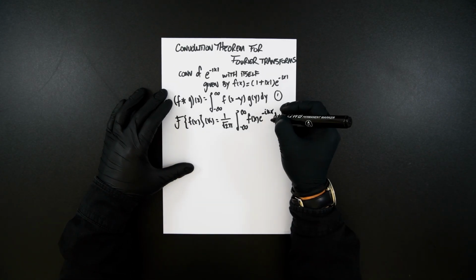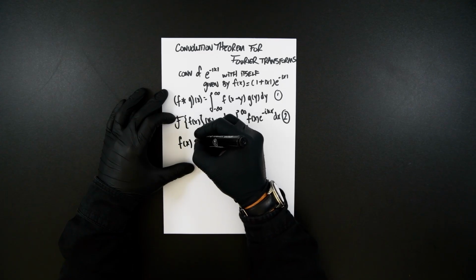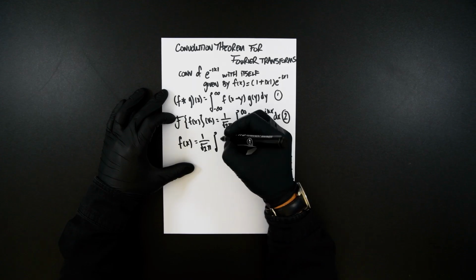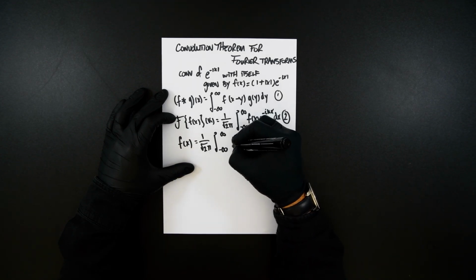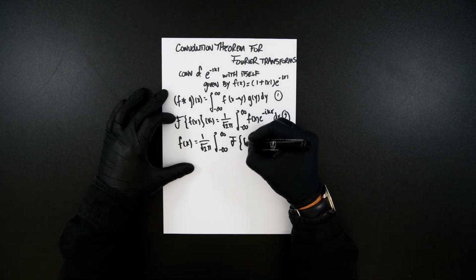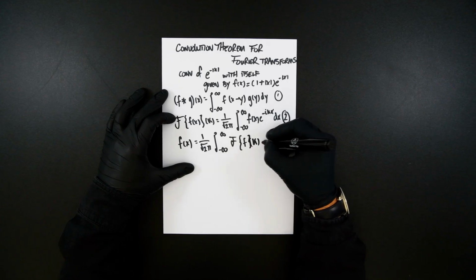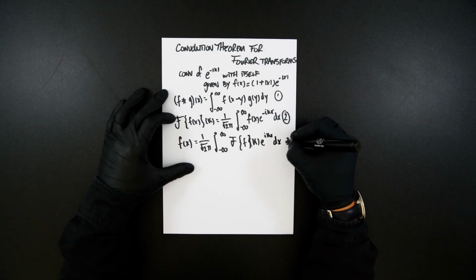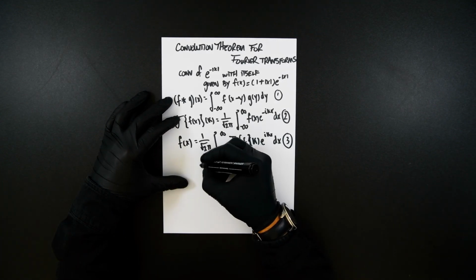And then the inverse transform is going to be f(x), which equals 1 over root 2 pi times the integral from minus infinity to infinity of my Fourier transform of the function, f(k) e to the ikx dk, and we're going to call this 3.